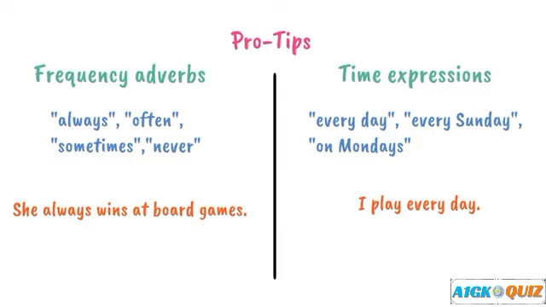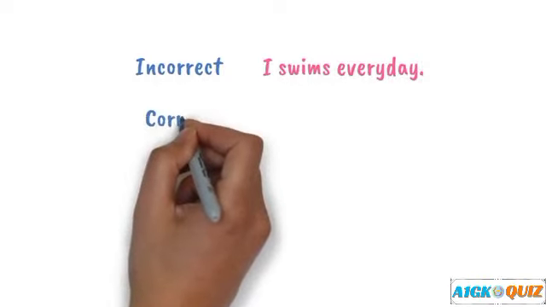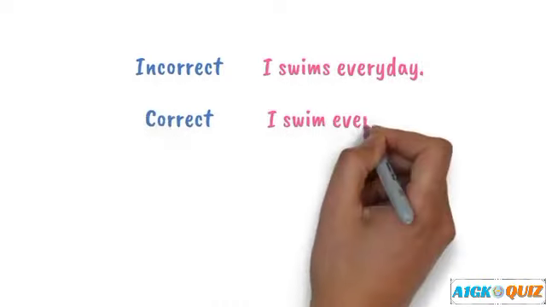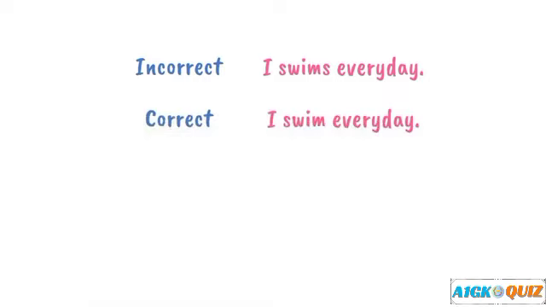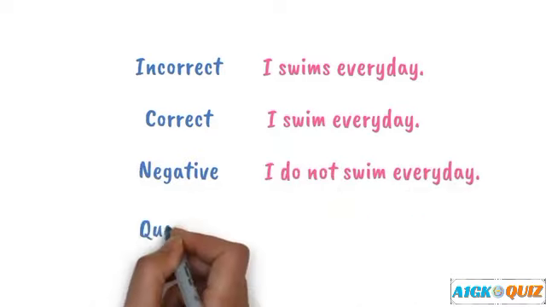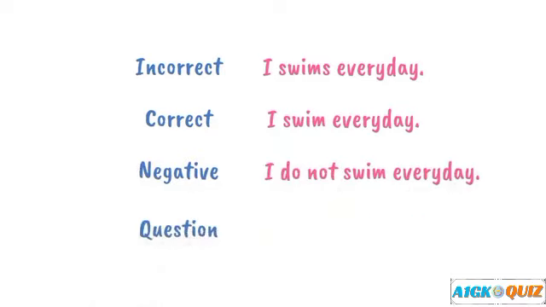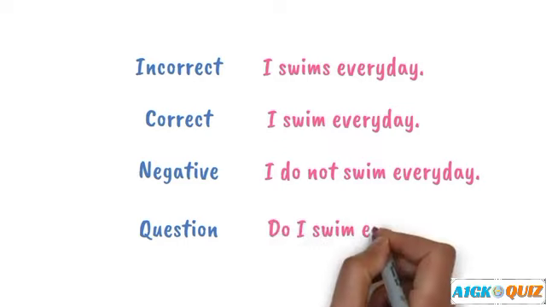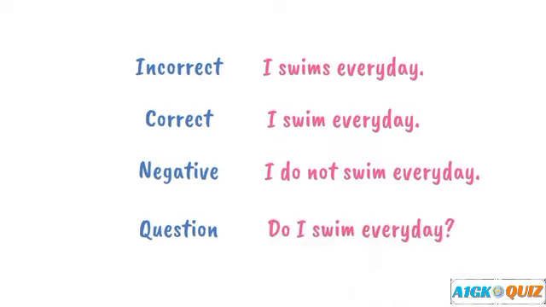Let's sum up what we have learned till now with some questions. I swims every day. Is this sentence correct? This is an incorrect sentence. The correct sentence is I swim every day. Now, can you convert it into a negative sentence? The negative sentence is I do not swim every day. Now, can you convert it into a question form? The question form is, do I swim every day? So we have learned all about simple present tense.